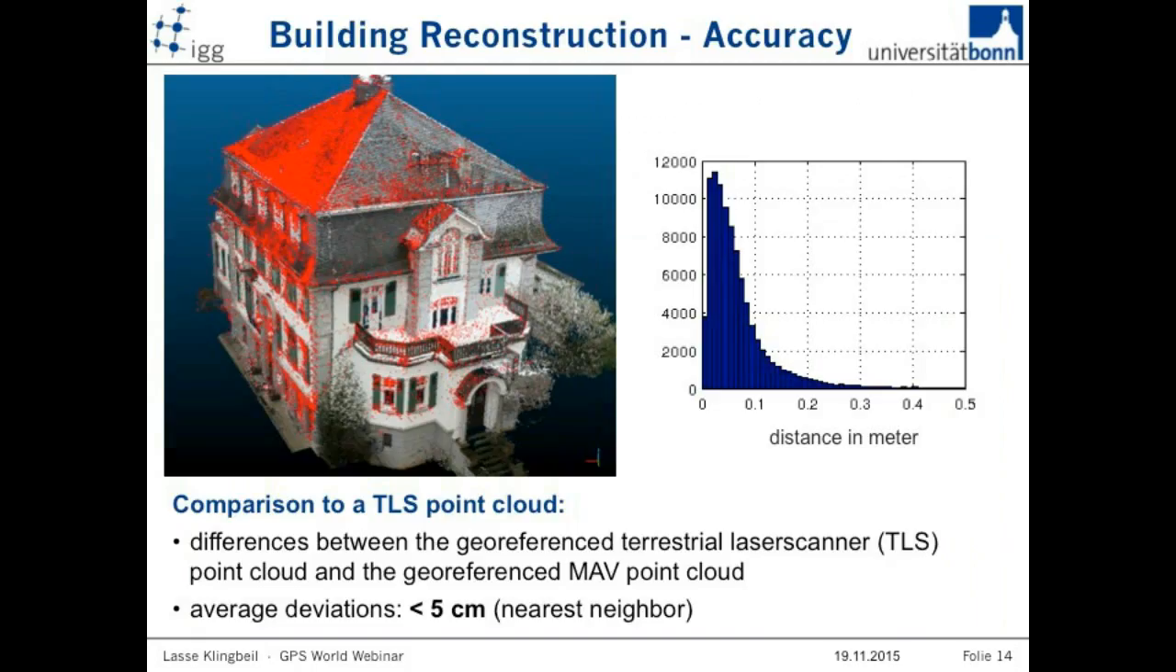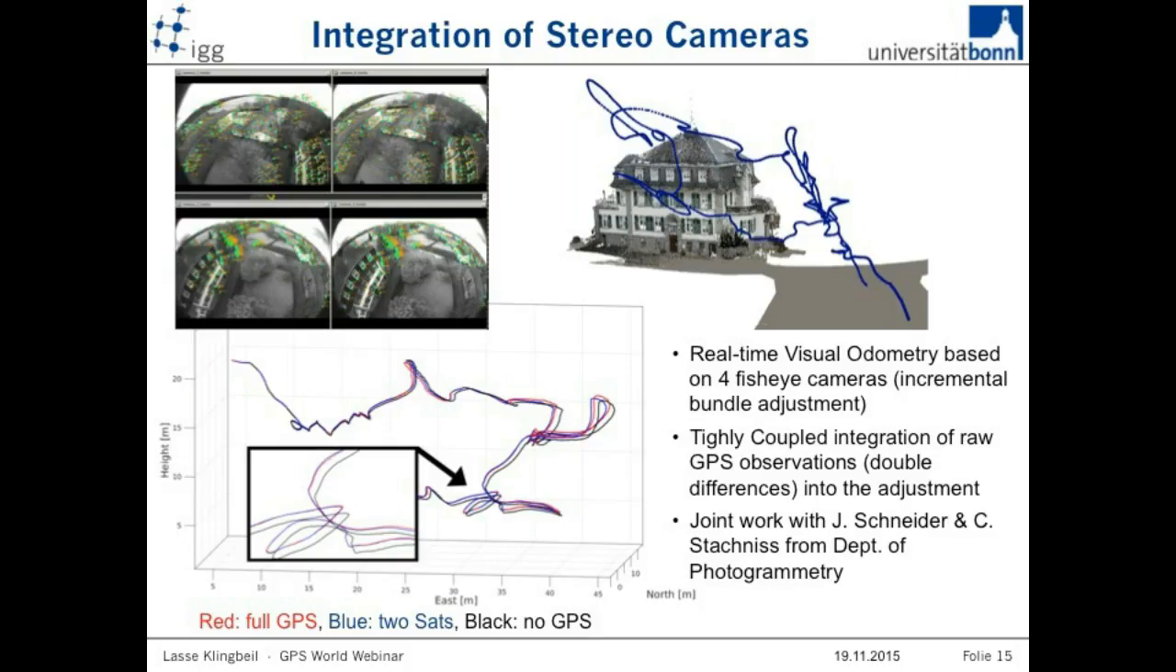And you see the accuracy. We compared it with a TLS, a terrestrial laser scanner point cloud, and we see that most of the points are below 5 centimeter accurate. So this is the absolute accuracy of this method. We have another application. Now I skip that because I'm out of time. This is about the camera integration.